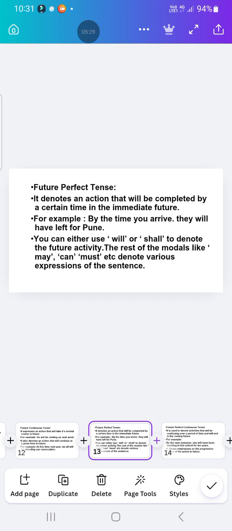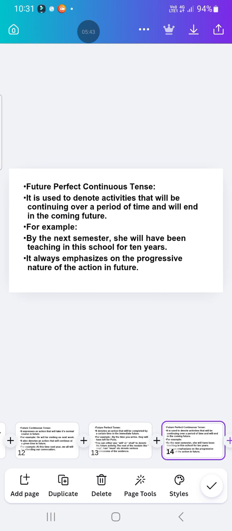The rest of the modals like may, can, must, etc. denote various expressions of the sentence. Future perfect continuous tense. It is used to denote activities that will be continuing over a period of time and will end in the coming future. For example, by the next semester, she will have been teaching in this school for 10 years. It always emphasizes the progressive nature of the action in future.